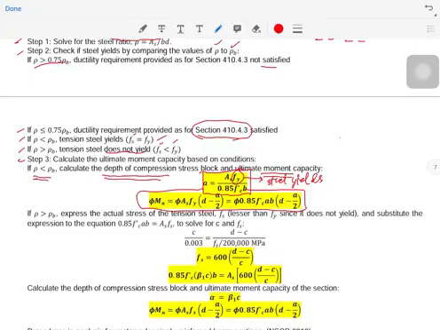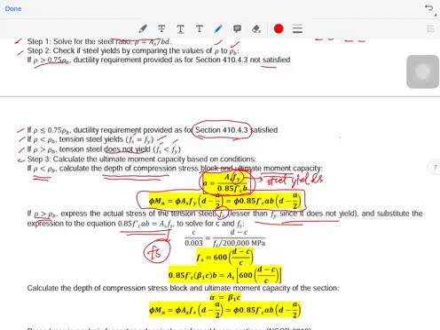How about if your rho is greater than rho balance? Then you express the actual stress of the tension steel as fs, wherein we expect that it is less than fy since the steel does not yield, and substitute the expression into the equation 0.85 f'c a b is equal to As times fs. Therefore, we couldn't automatically calculate the depth of compression block since we'll be using fs instead, since your design is over-reinforced.